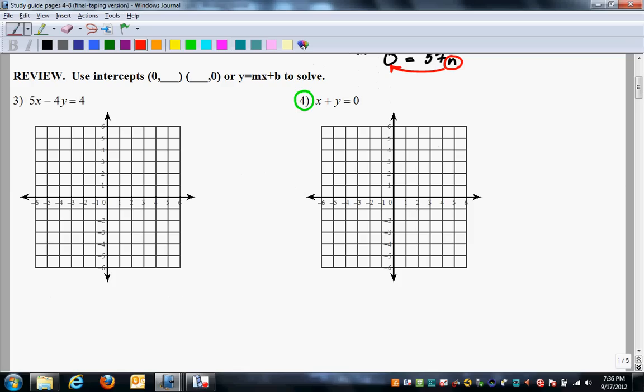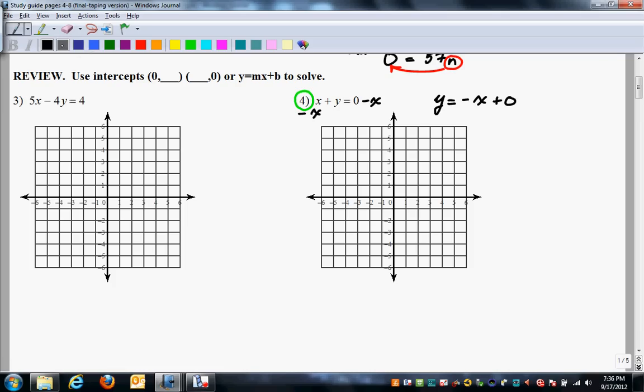Problem number 4. We're going to use intercepts or graph y equals mx plus b to solve. We're going to do both here and take a look. First we're going to do y equals mx plus b. So to do that, I'm going to subtract the x, and I get y equals -x plus 0. That's one way to do this.